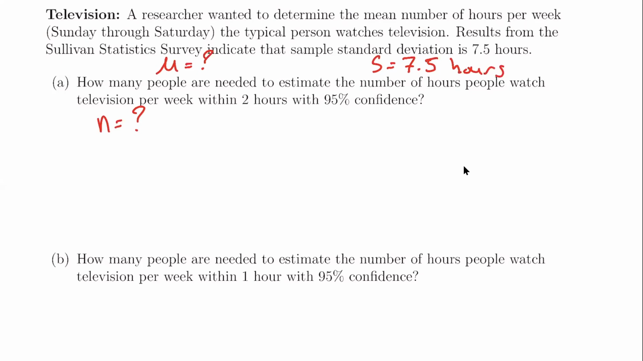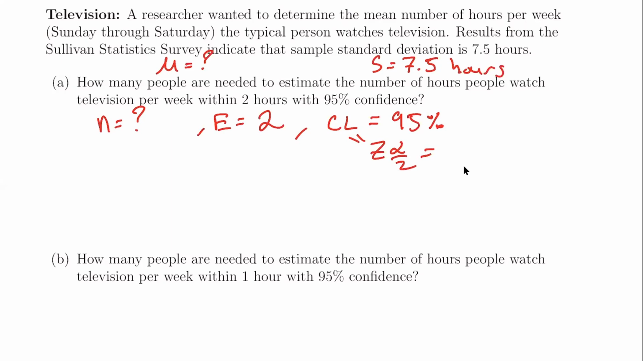If you look at the problem, it said they had to be within 2 hours. So within 2 hours, that's them telling us the margin of error should be 2. It also says we want a 95% confidence, so the confidence level is equal to 95%. I'm going to use this to find z alpha divided by 2. All right, any questions so far on anything written on the notes? All right, sweet.